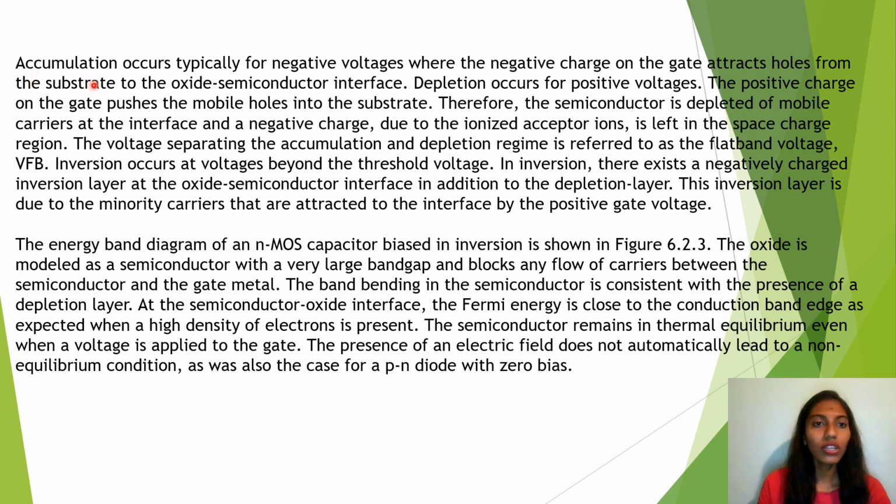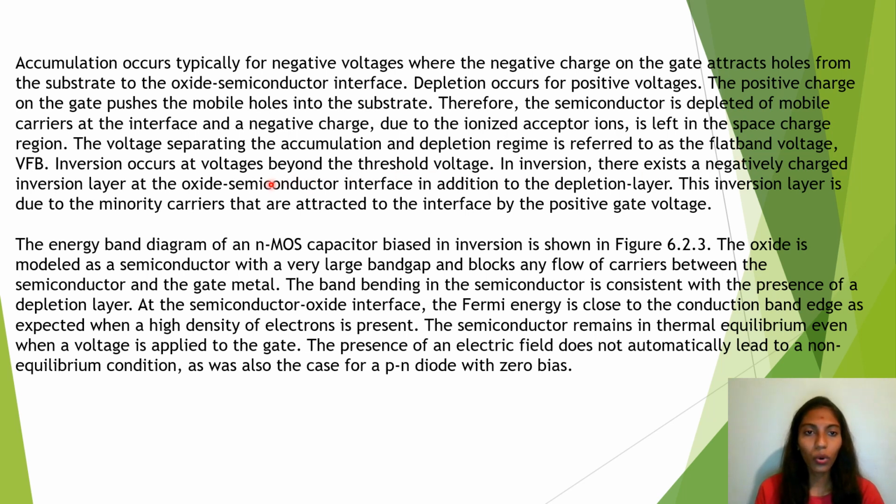Now, accumulation occurs typically for negative voltages, where the negative charge on the gate attracts the holes from the substrate to the oxide semiconductor interface. Depletion occurs for the positive voltages. The positive charge on the gate pushes away the mobile holes in the substrate. Therefore, the semiconductor is depleted of mobile carriers at the interface and the negative charge due to the ionized acceptor ions is left in the space charge region. The voltage separating the accumulation and depletion regime is referred to as the flat band voltage or VFB.